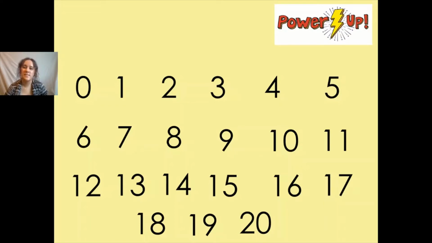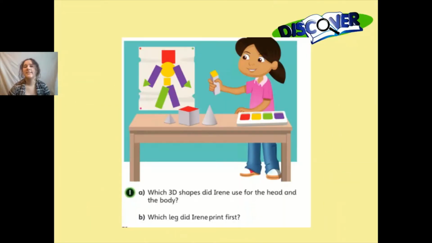Now let's continue with our shapes. Let's discover all about 2D shapes together. Have a look at this picture here. What shapes do you notice in this picture? You can pause the video and discuss with the person you're with the shapes that you can spot. Now let's look at our questions.